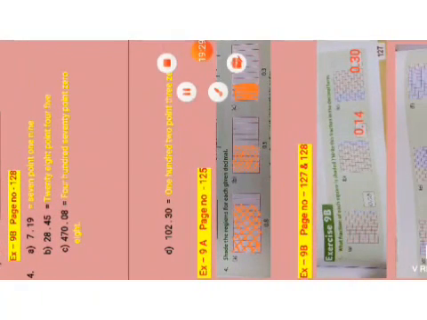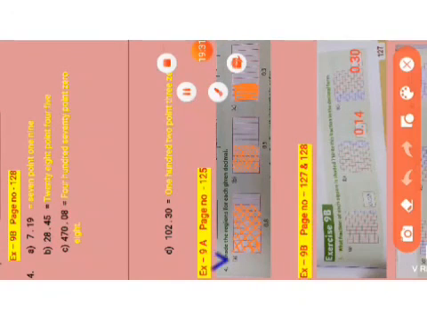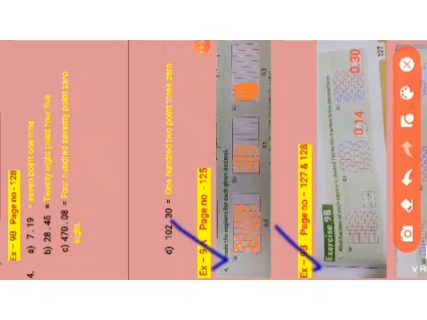Other than that, exercise 9A, page number 125, and 9B, page number 127 and 128. Everything from your book, you can write in your book only by pencil. Hope you understood up to this today. Thank you, class.